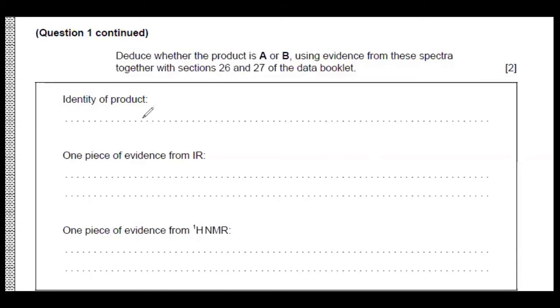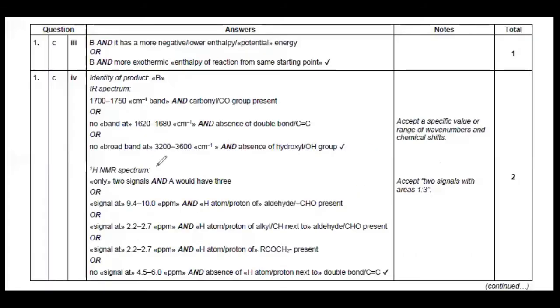Identify the product. It is compound B from IR. They are asking only one piece of evidence. So let's say the 1750 peak corresponds to the carbonyl group, which is the aldehyde present in this particular molecule. So here is the answer key: 1700, which corresponds to the carbonyl, which is present. We were asked to write only one piece of evidence, so we had written only one.